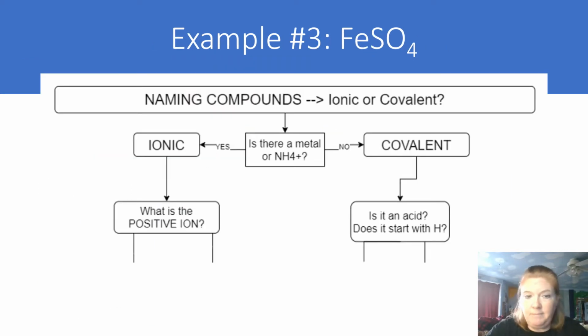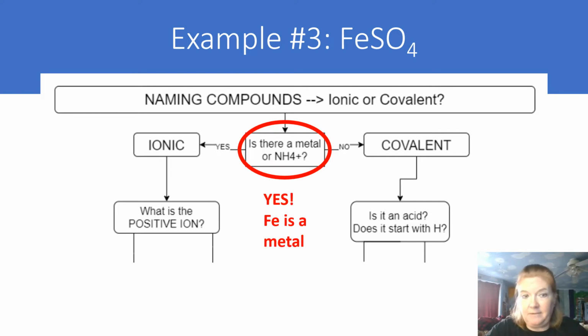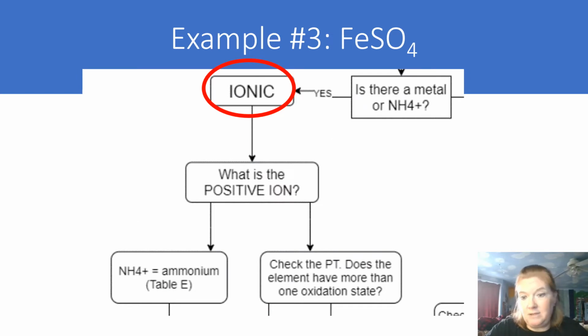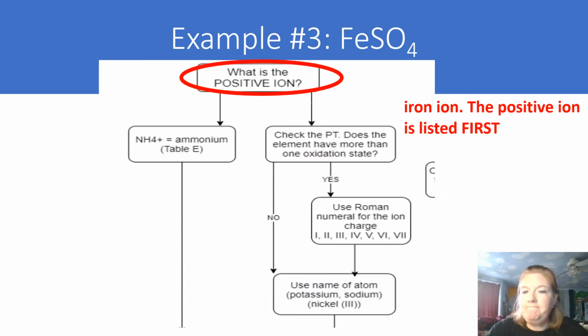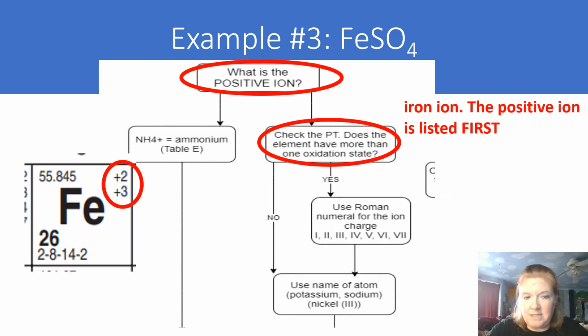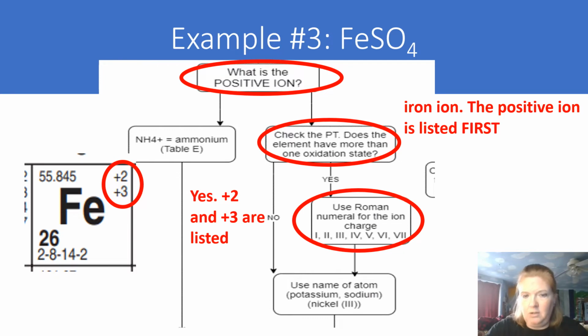Let's do another example. Is there a metal? Well, yes, Fe is a metal. So that means it's ionic. So what's the positive ion? Well, iron, Fe, the positive ion is listed first. So we have to check the periodic table. Does the element have more than one oxidation state? Yes, it does. So now I have to use a Roman numeral for the ion's charge.